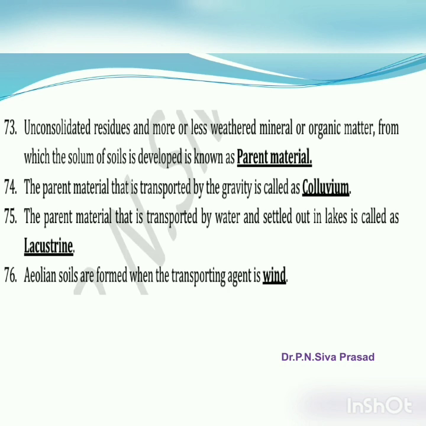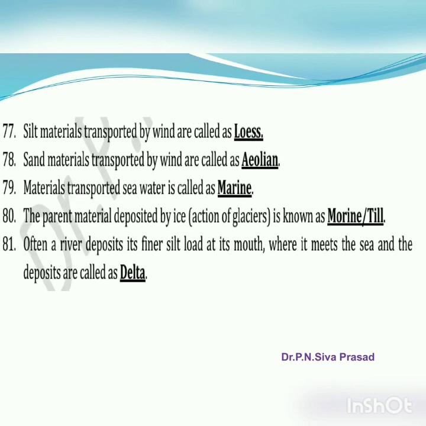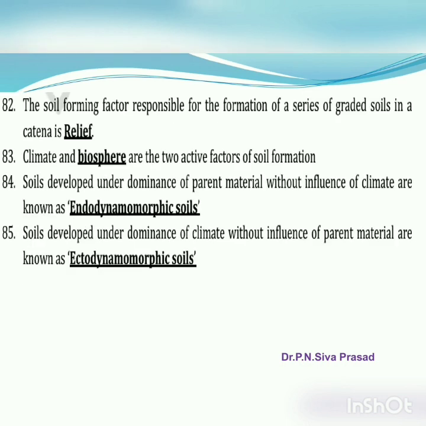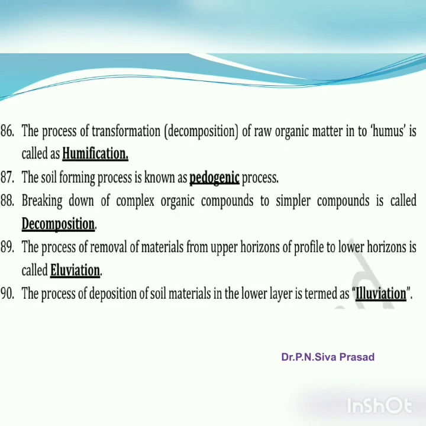The parent material which is transported by water and settles out in lakes is called lacustrine. If parent material is transported by gravity, it is called colluvium. If parent material is transported to seawater, it is called marine. Soils developed under the dominance of parent material without influence of climate are endodynamomorphic. With the influence of climate, they are called ectodynamomorphic soils.